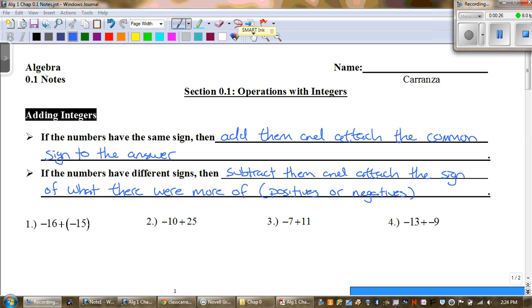So why don't you go ahead and start copying down the rules for adding integers. If the numbers have the same sign, then add them and attach the common sign to the answer. If the numbers have different signs, then subtract them and attach the sign of what there were more of, either positives or negatives.